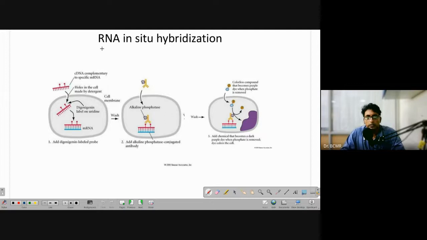The next one, what we are trying to do is find out, is called RNA in situ hybridization. We're trying to detect RNA. In situ means while it is still within the cell, in its location or site, you can think of it. And we are using the technique of hybridization. Hybridization is the base pairing, like we have done in Southern blotting, Northern blotting, and so on.